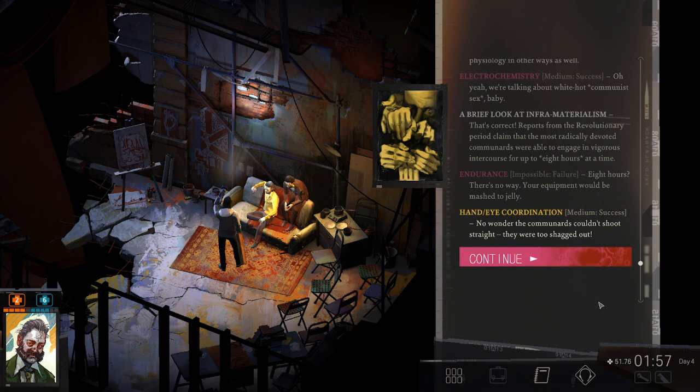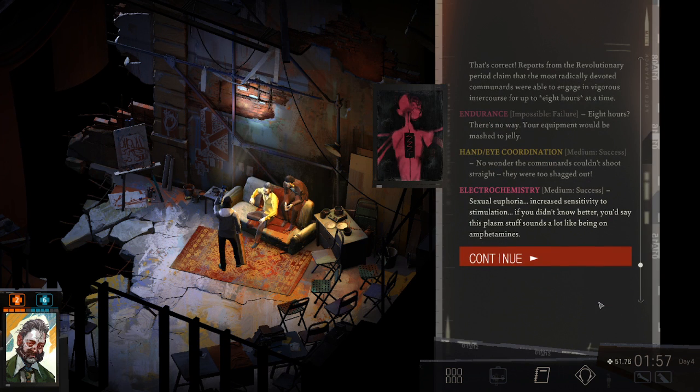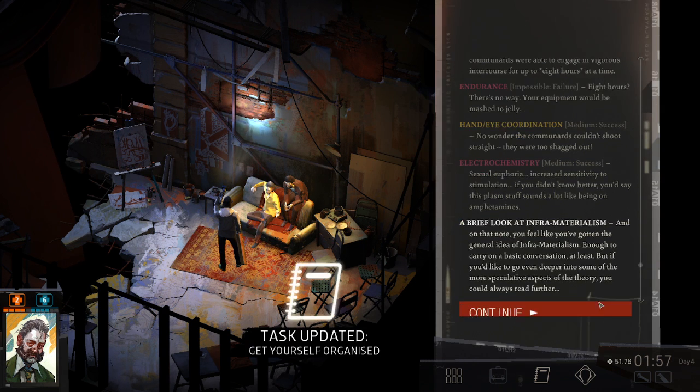I don't want to hear about this. No wonder the communards couldn't shoot straight. They were too shagged out. Interesting. Sexual euphoria, increased sensitivity to stimulation. If you didn't know better, you'd say this plasm stuff sounds a lot like being on amphetamines.